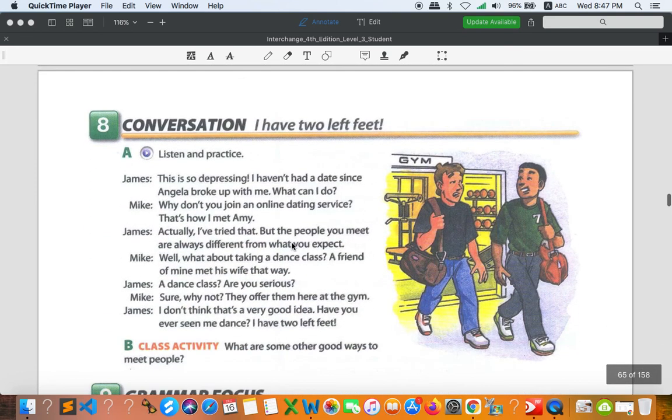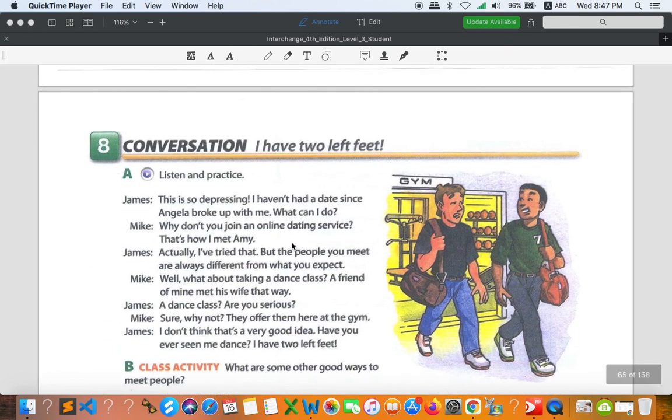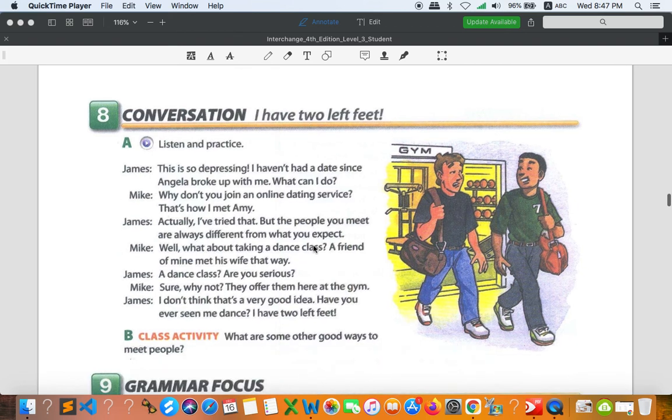This is about listening. I have 2 left feet. So what is it exactly? I have 2 left feet. So in order to find out what it is, maybe you need to listen to the audio that I attach. So you go and listen to James and Mike and find out exactly about the meaning above right here. Just go through this listening, and you will find out exactly what the meaning of this expression is.